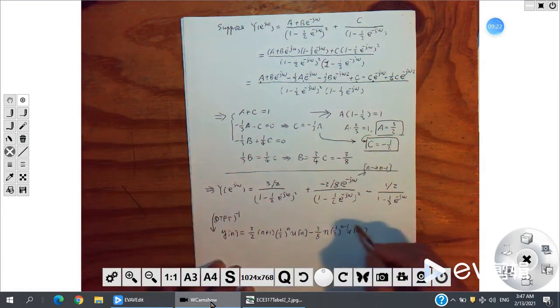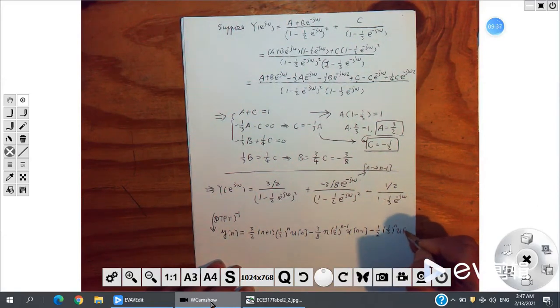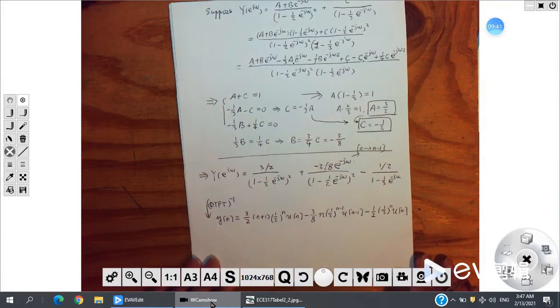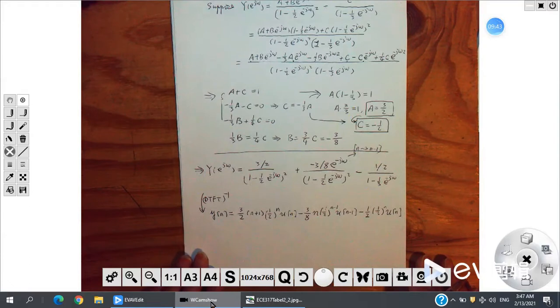Now we have the first two terms. And the last term is, sorry, not 1 minus, minus 1 half, and this is 1/3 to the n u of n. Okay, so this will be the answer. And we can do some simplification.